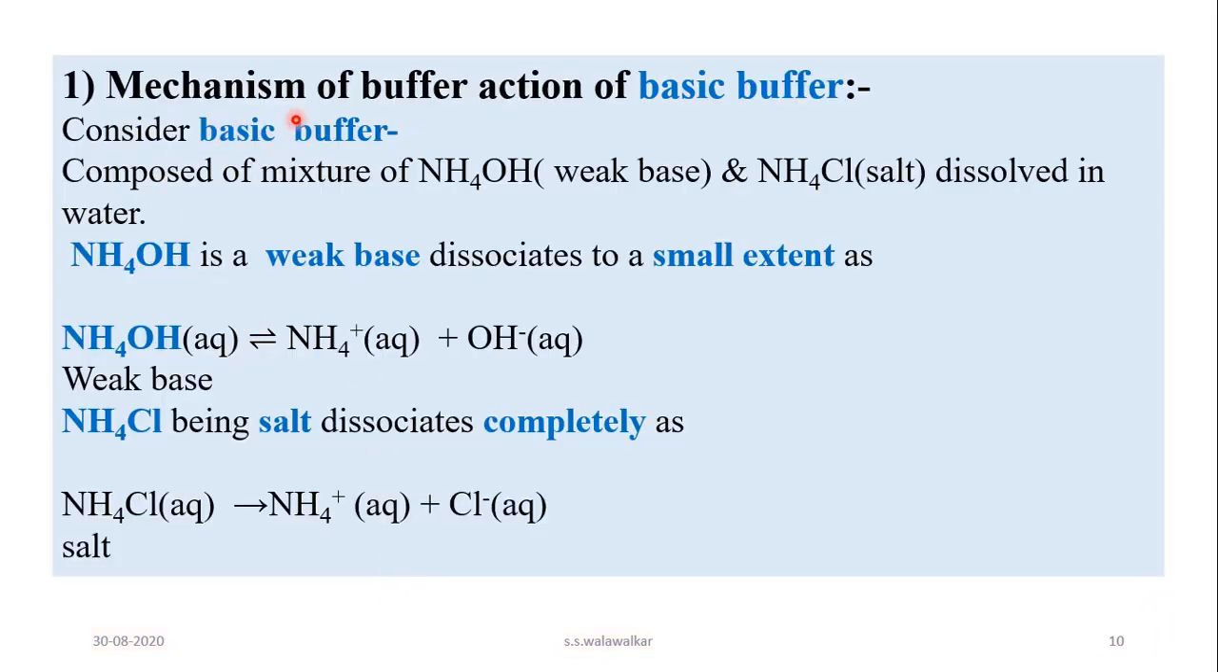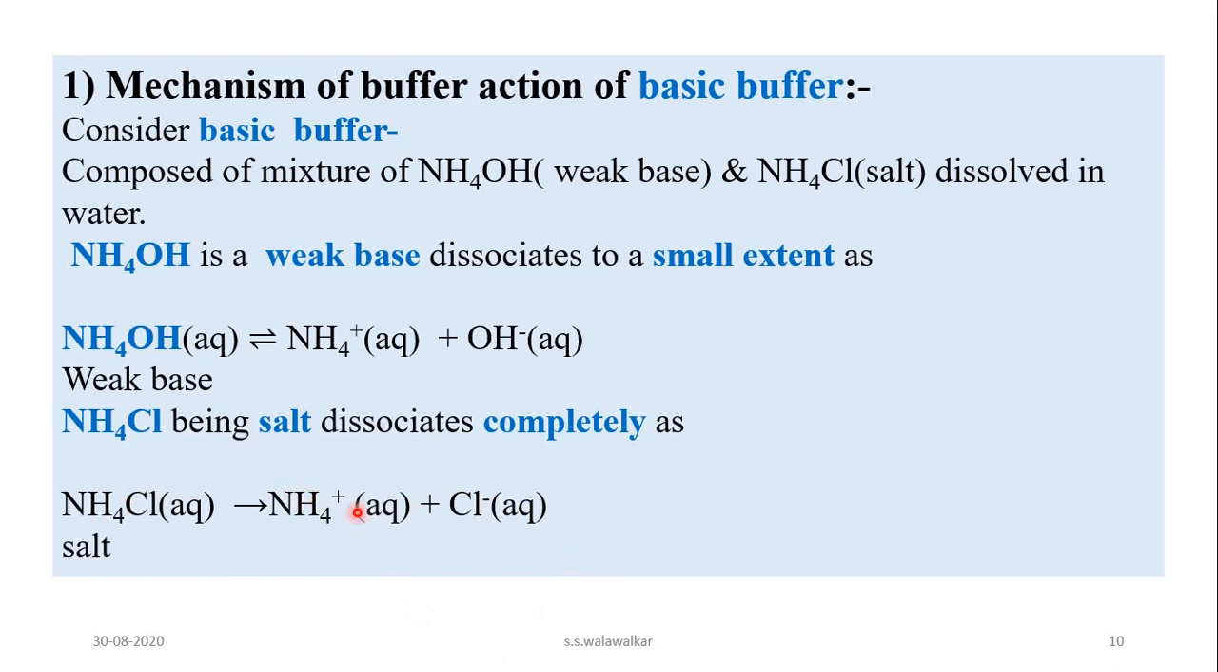Now consider here basic buffer, ammonium hydroxide and ammonium chloride dissolved in water, which act as a basic buffer. Here ammonium hydroxide is a weak base, and dissociates to a little extent like this. Ammonium hydroxide gives you ammonium ions and OH ion. As it is a weak base, fewer NH4 ions and OH ions are present in the solution, whereas undissociated molecules of ammonium hydroxide are present in a large quantity. But when ammonium chloride is dissolved in it, then ammonium chloride, being a salt, dissociates completely and gives you NH4 ions and Cl ions.